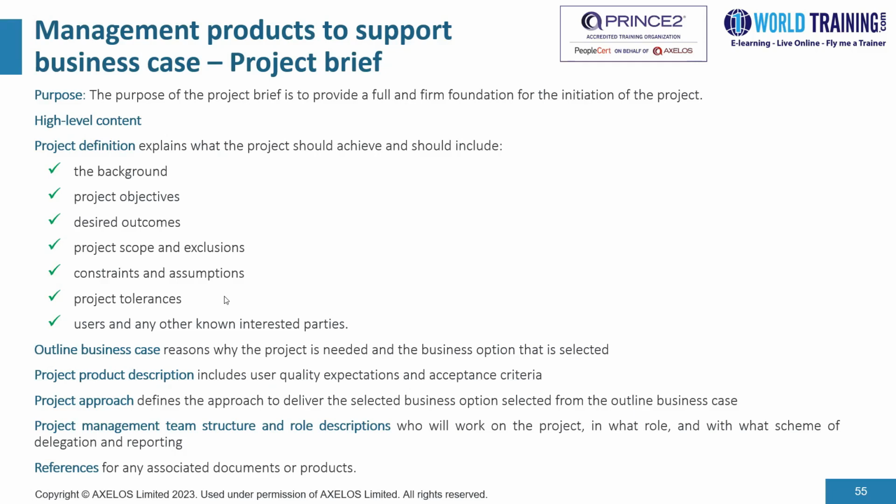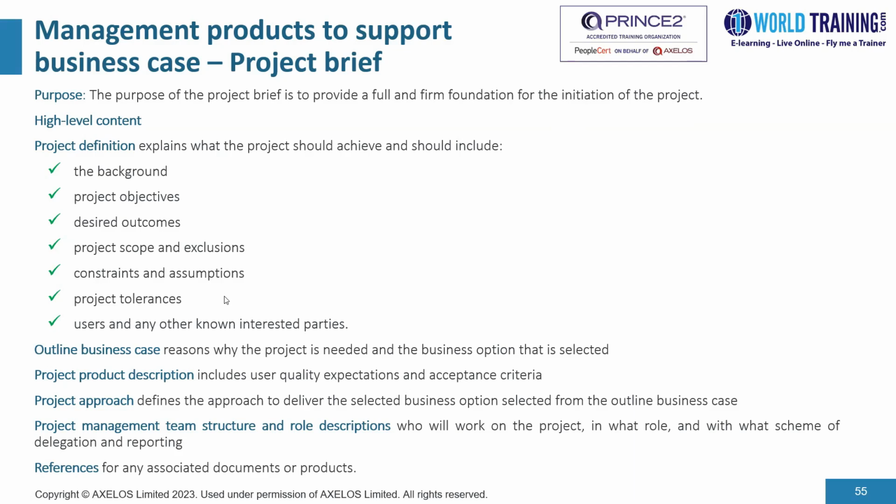So the brief document also contains the project approach, which defines the approach to deliver the selected business option. An example would be, are we going to use an agile approach, a waterfall approach, or a hybrid approach? And the brief document would also contain the team structure and the role descriptions: who will work on the project, in what role, and with what scheme of delegation and reporting. And finally, the brief document would contain references for any associated documents or products.